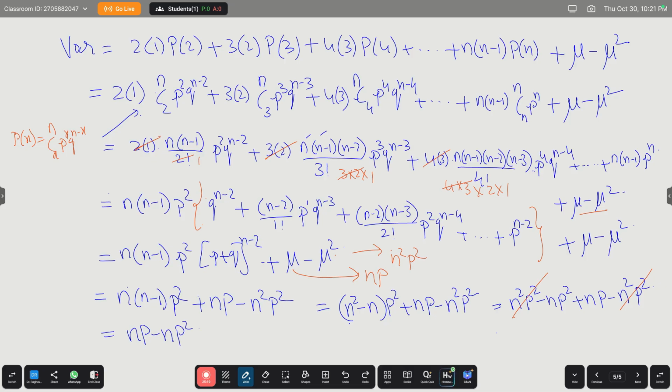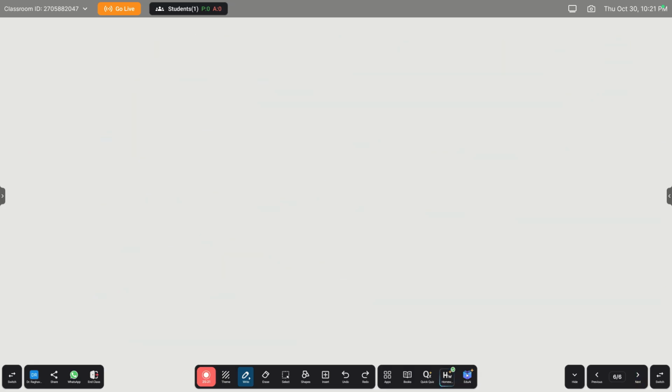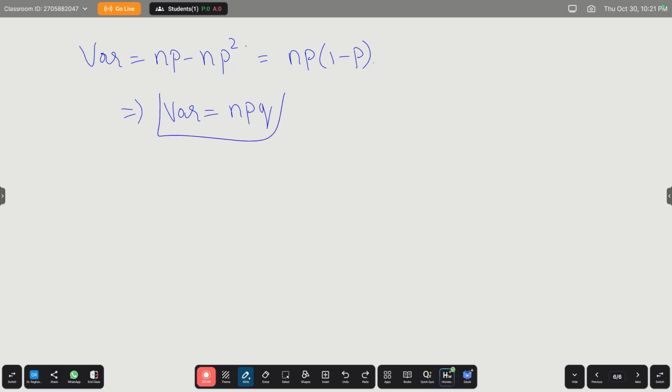So np minus np square. So variance is np minus np square. So again, I'll take the common term out. N and p are common. So once I take n and p out, I am left with 1 minus p. And what is 1 minus p? 1 minus p is q. So this proves that variance is npq.